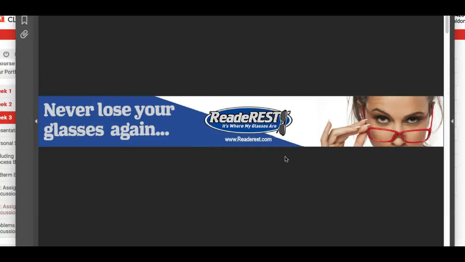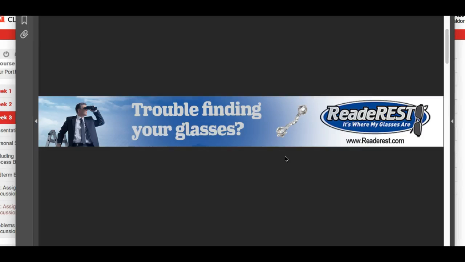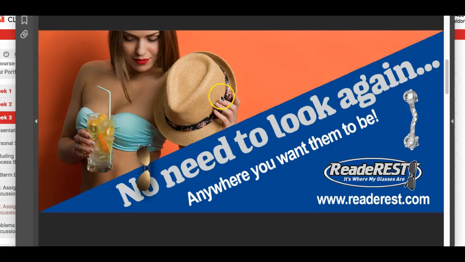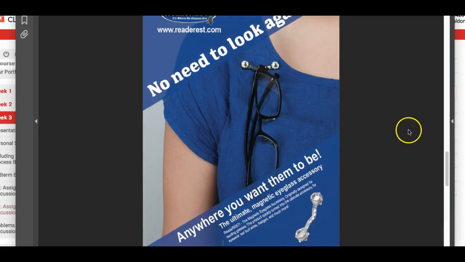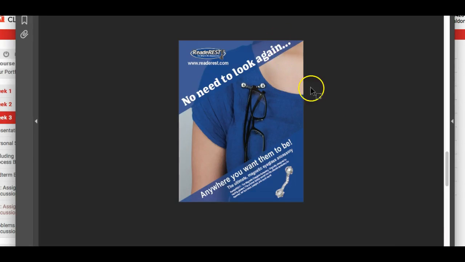I've got your ad campaign up here. Looks like you got your two banners. I'm guessing these are billboards, two billboards and two magazine ads. I think that's what we're looking at here. I'm pretty sure. So what I want to do is take a look at the work.